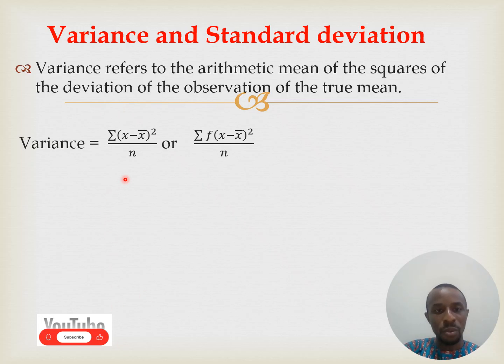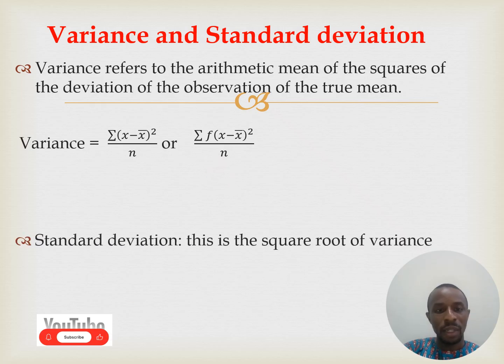So for variance, the formula is summation of x minus x bar squared over n. That's this one on ungrouped data. While for grouped data, when frequency is involved, it is summation f, here is frequency, times x minus x bar squared over n. And standard deviation is the square root of variance.